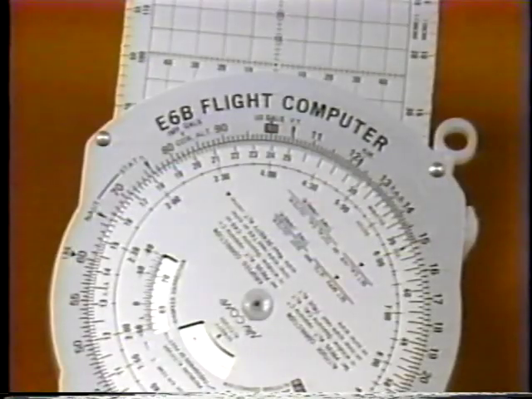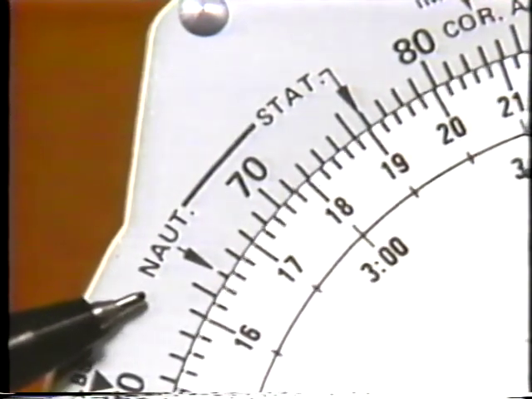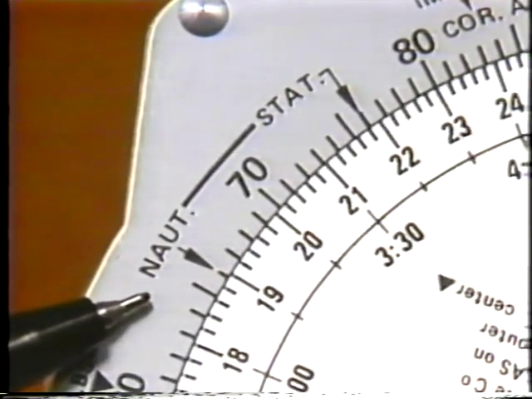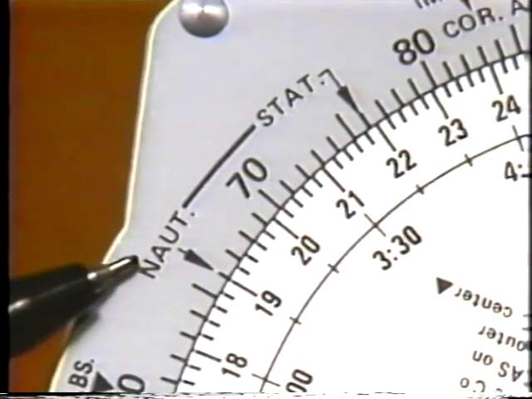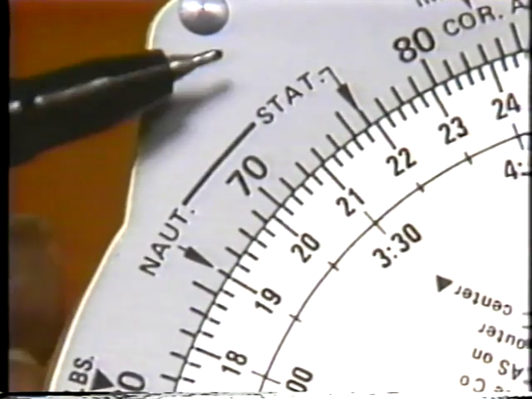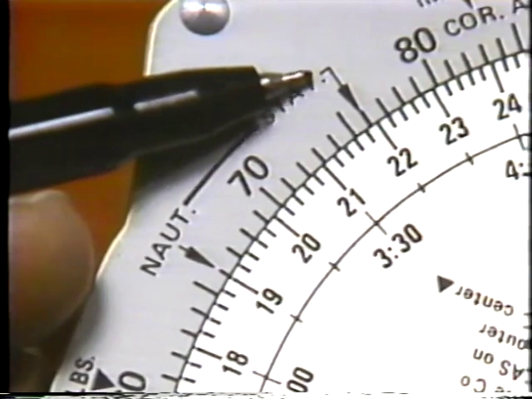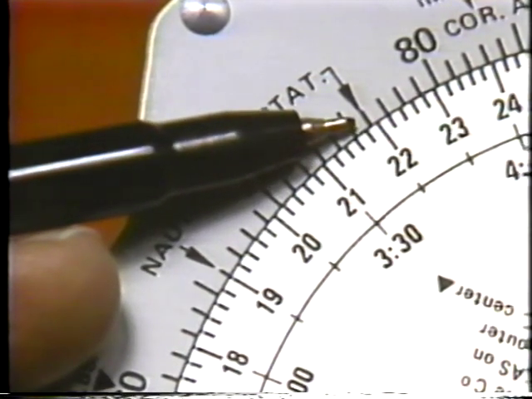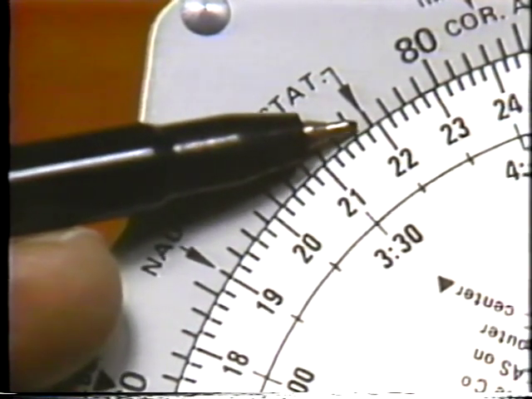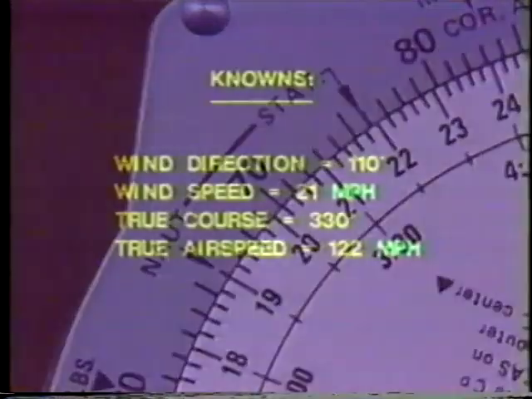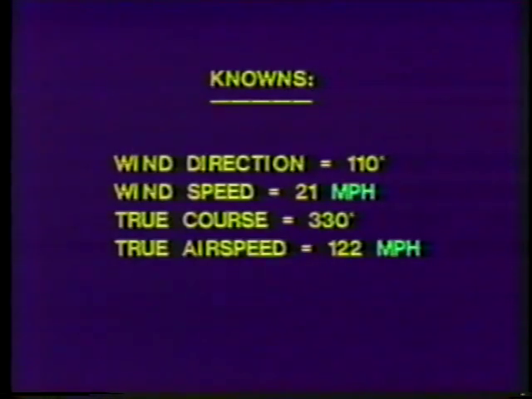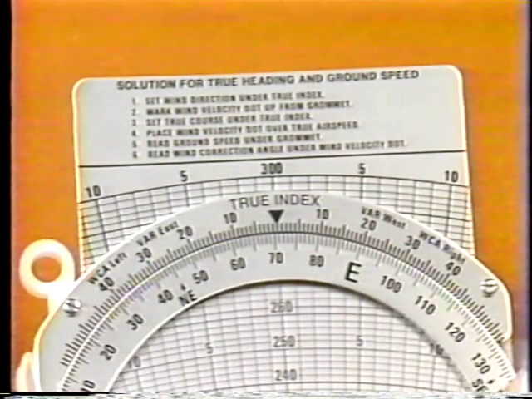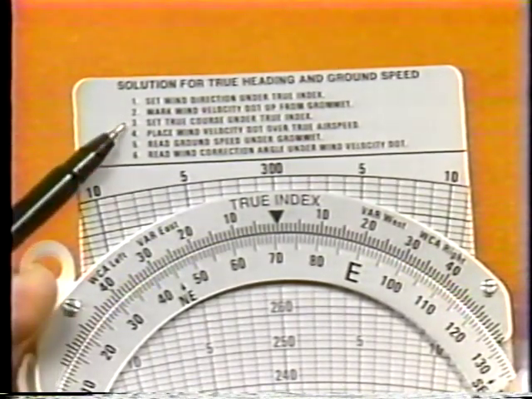To convert the wind speed to miles per hour, we turn to the slide rule side of the computer and set 19 on scale B, the arrow marked naught for nautical miles on scale A. Under the arrow marked stat for statute miles, we read the answer 21.9, so we'll round out to 22 miles per hour. We now have all speed values matching, so we turn to the computer's built-in memory device and follow the steps.